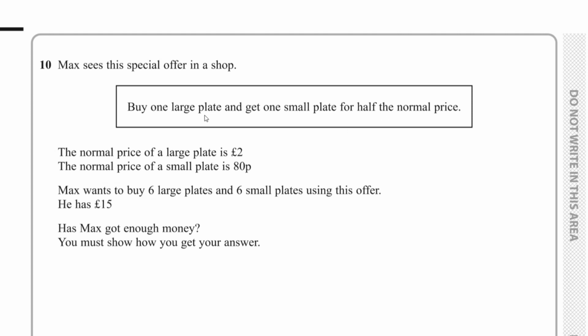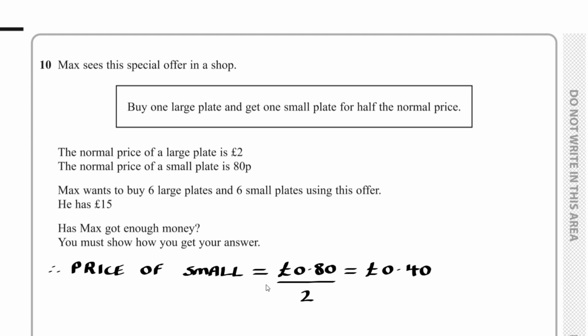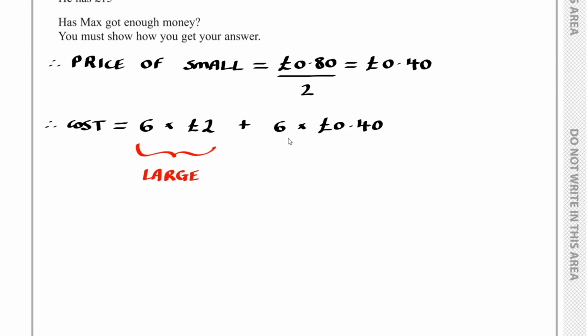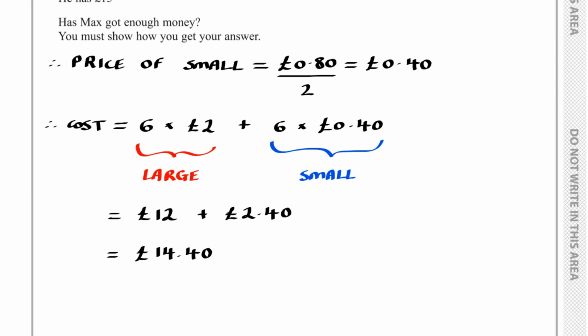Well, if we consider the offer, if we buy 1 large plate, the small plate will be half of the 80 pence. So the price of a small plate is 80 pence divided by 2, which is 40 pence. So for the cost, we have 6 times £2, this is the cost of the large, plus 6 times 40 pence, this is the cost of the small. So we have £12 plus £2.40, which is £14.40. And as this is less than the £15, he has enough money.